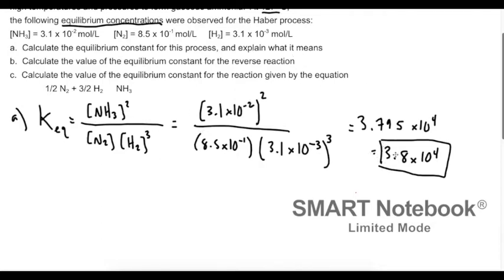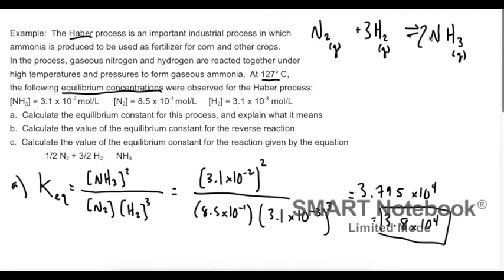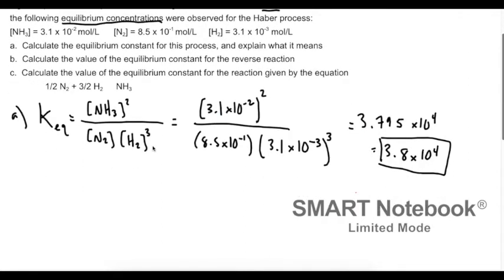So now we want to say what this means. I notice this equilibrium constant is very big. That's a big number. So what does that tell me about this process at 127 degrees Celsius? That tells me that the forward reaction is favored. In other words, you can see that generally speaking, I have much more product than I have reactants at this temperature. That is what this K value helps you to think about. This is a very high number.